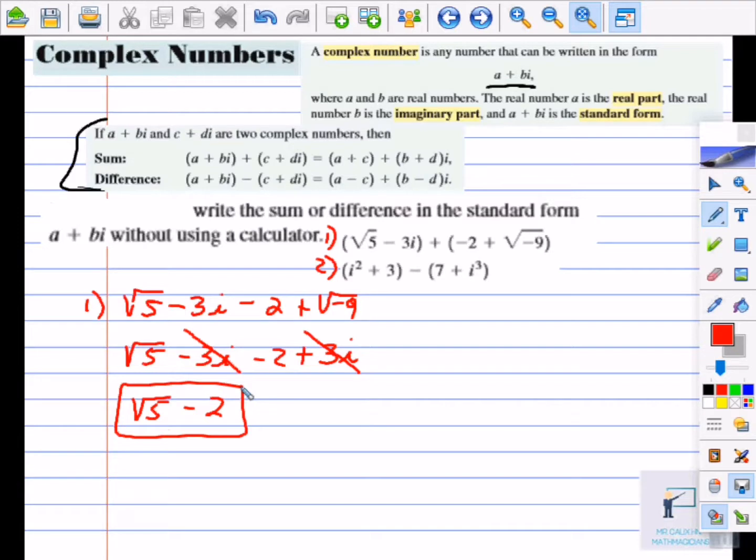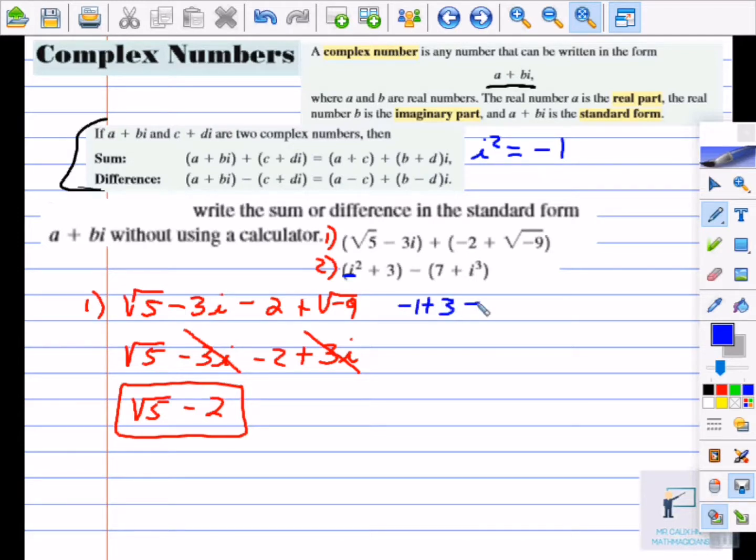For number 2, they include the complex numbers already, and there is a property that you should remember. It says i squared is always going to be equal to negative 1. That is a property to remember. Every time you see an i squared, like in this case, it is going to be a negative 1. So I can say that this is negative 1 plus 3.